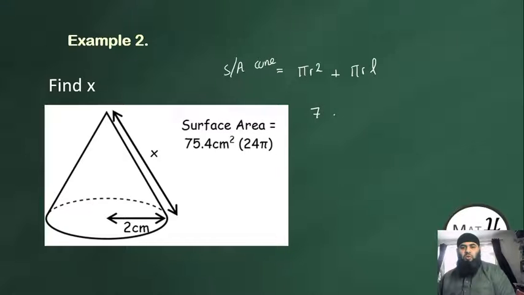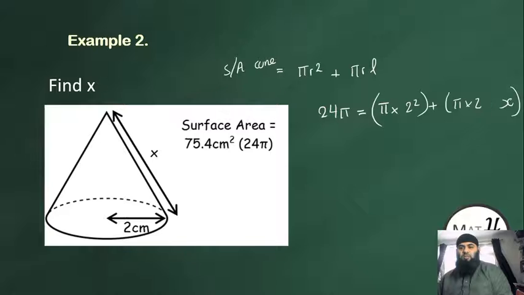75.4, or we can substitute 24 pi into the surface area. The reason why I substituted 24 pi is because I can see that things are going to get cancelled out. It makes things a lot easier. I can do it equal to pi. My radius is 2, squared, times 2 squared, brackets, plus pi times 2x. This is what we're trying to find out, the x.